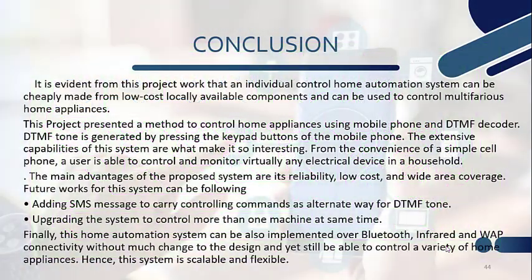It's evident from this project that an individually controlled home automation system can be cheaply made from low-cost, locally available components and can be used to control multifarious home appliances. This project presented a method to control home appliances using a mobile phone and DTMF decoder. DTMF tone is generated by pressing the keypad buttons of the mobile phone.